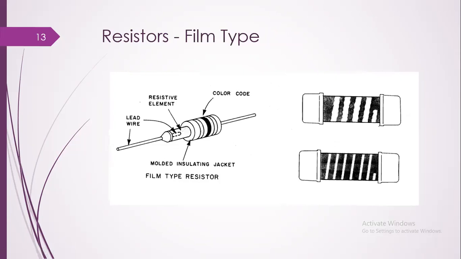Another type of resistor is the film type. You can see this is the film type resistor, with the two connecting terminals, the resistance element, and the color code from which we can understand and encode the band values. In the previous slide, we already discussed this. The molded insulated jacket is capped and looks like this in the package.